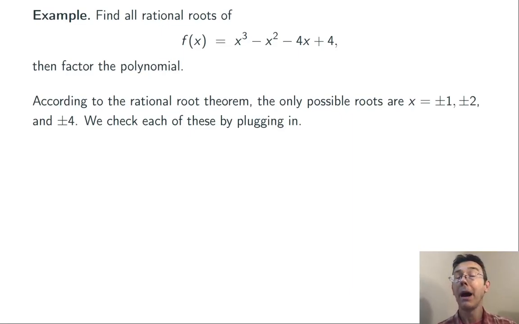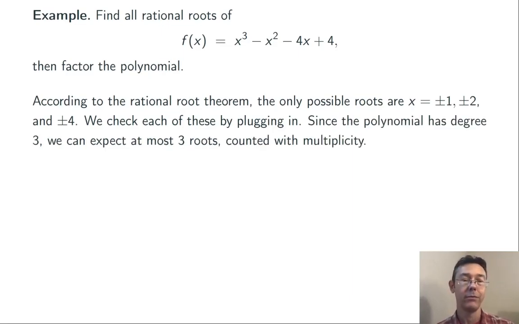Now those are the only possible rational roots. To find out if they're actually rational roots, we have to plug in. So I'm going to just go down that list and literally plug them all into f. Now this is a degree 3 polynomial, so I can only expect at most 3 linear factors, x minus c. So there could be at most 3 roots counted with multiplicity, in other words with repetition. So let's start at the beginning.